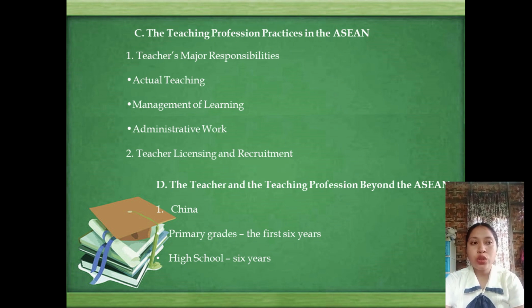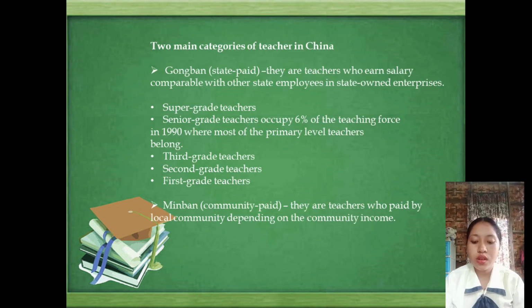While in the high school, 6 years covers all topics in order to pass the national examination, 3 years of junior middle school, while 3 years of senior middle school, then 6 years of university. There are two main categories of teachers in China. First, we have the Gongban, which is state paid. They are the teachers who earn salary comparable with other state employees in state-owned enterprises. So, they are categorized into grades according to the years of service and their standard performance.